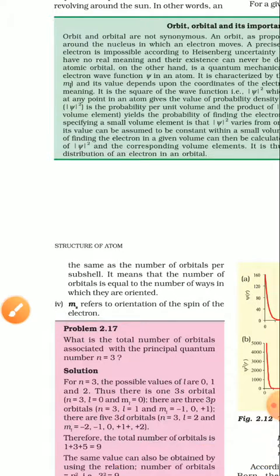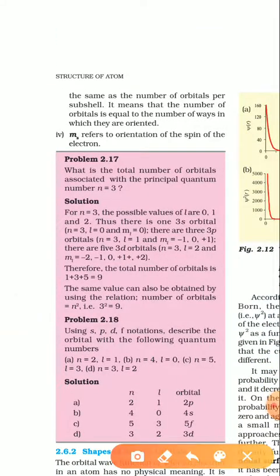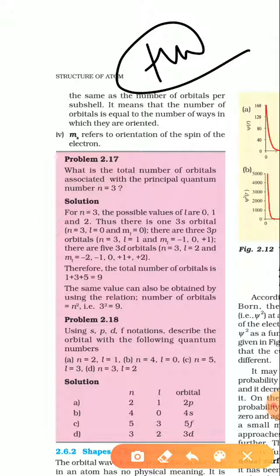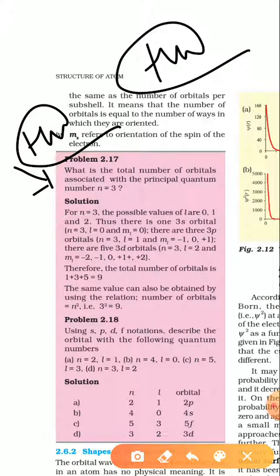Okay, so here, make the notes on your own as homework, and do problems 2.17 and 2.18. There is a value of n given as 3. What is the total number of orbitals associated with the principal quantum number n equals 3? That you have to find.